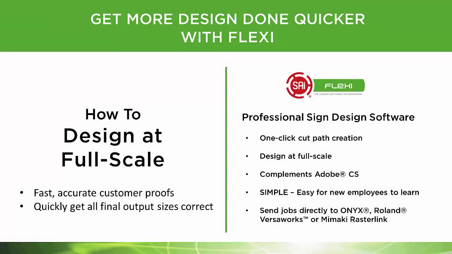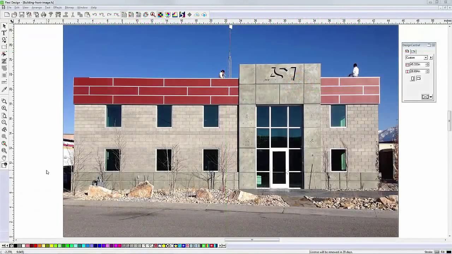Another unique feature of Flexi Design is the ability to design in full scale. This makes it easier for you to create accurate customer proofs and get all final output dimensions correct. For example, let's say we have taken this photograph of a building front and we need to design several signs for the customer. As part of the site survey, we also measured the exact distance between these edges.